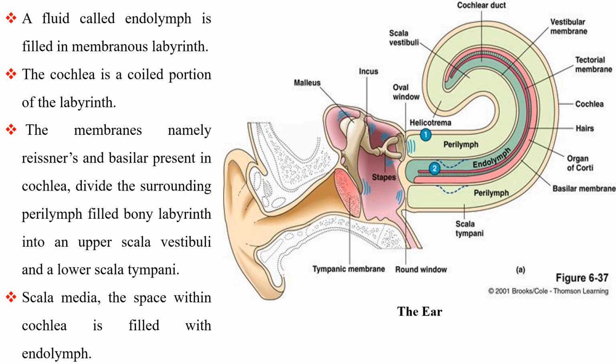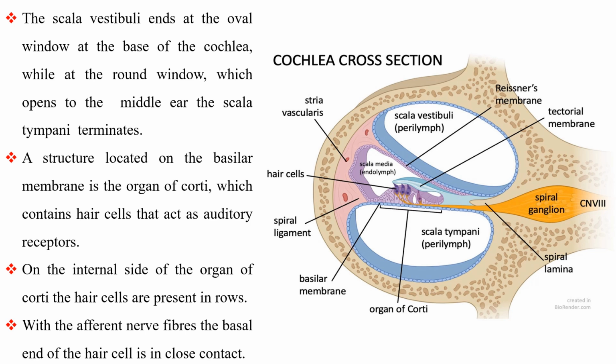The membranes, namely Reissner's and the basilar present in cochlea, divide the surrounding perilymph-filled bony labyrinth into an upper scala vestibuli and lower scala tympani. Scala media, the space within cochlea, is filled with endolymph. The scala vestibuli ends at the oval window at the base of the cochlea, while at the round window which opens to the middle ear, the scala tympani terminates.